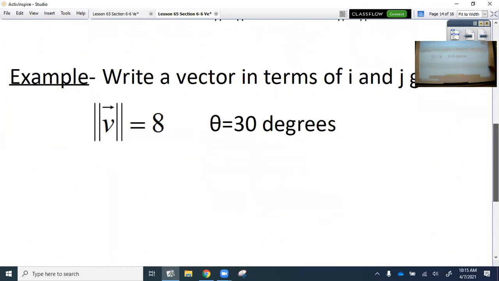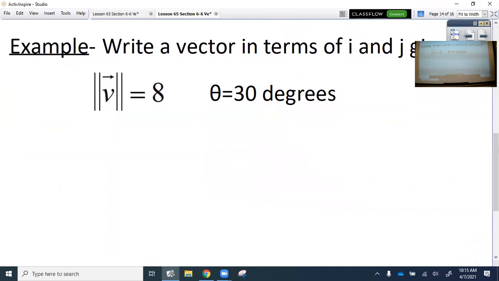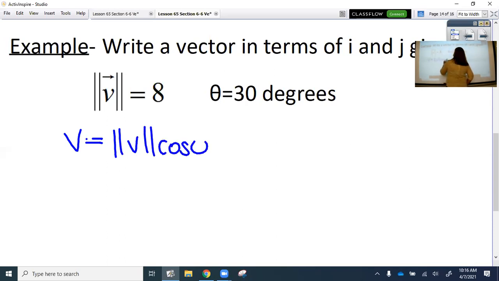All right. So to tie that together, let's do this last problem that you already have on your paper. It says, write a vector in terms of i and j, given that the magnitude of the vector is 8 and that the angle theta is 30 degrees. All right, so we're just trying to write the vector. That's all we're trying to do. So our formula says this, my vector v is, I'm going to write out the formula. You can choose whether or not you're willing to do that again. I think you could be.